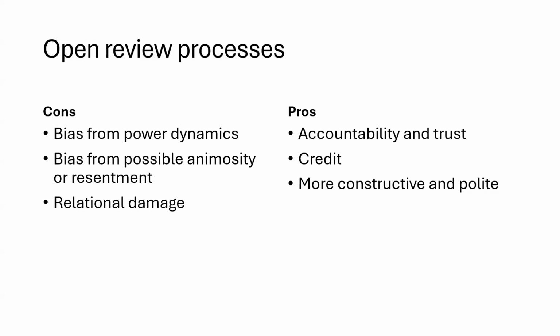The cons, of course, and this is, I guess, where our journal is currently sitting, is that an open review process introduces all kinds of power dynamics between very well-established researchers and junior reviewers. And of course, if people know who you are, it may create, in a relatively small community, some resentment and animosity and cause relational damage. So far, we are still committed to a double-blind review process.